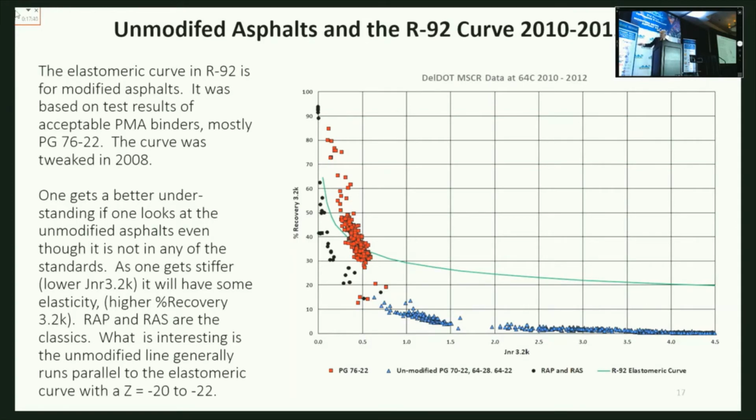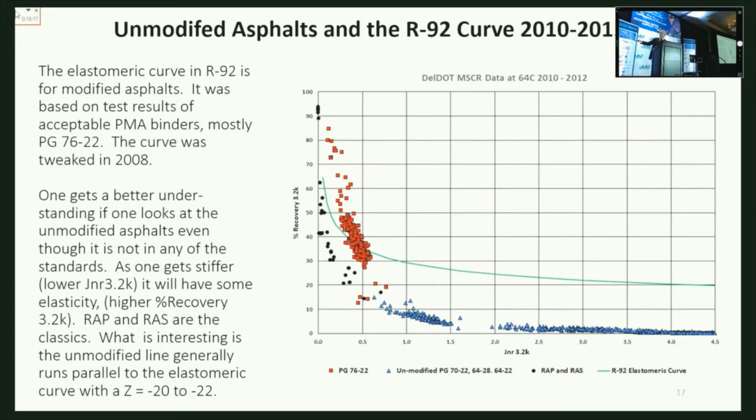Your standard grade starts at 2.0, so from here over is not an R92, but I extended the curve out. I also tested the standard grades, which is not in any of the MSCR specs for using this curve. Down here are your 64-22s, which we use in Delaware. This would be a 64-28. As a straight run binder, you have to make it a little bit stiffer to get the extra elasticity because it's a stretch grade. And so as you stiffen the binder, it will have some percent recovery.